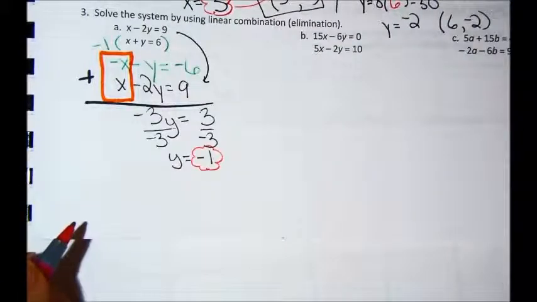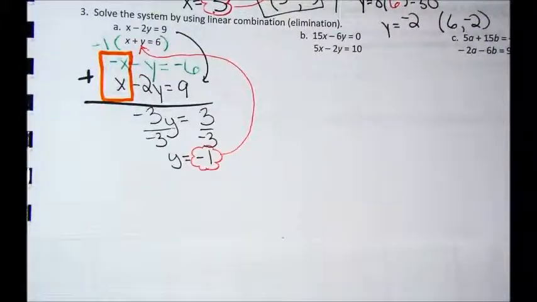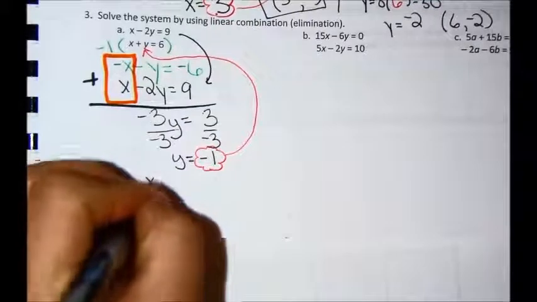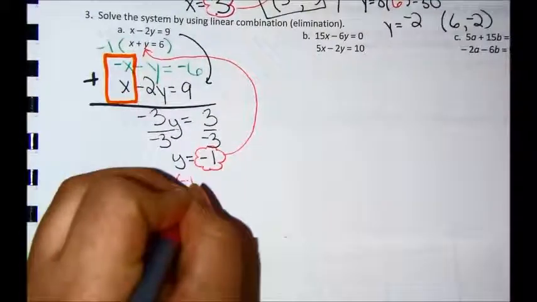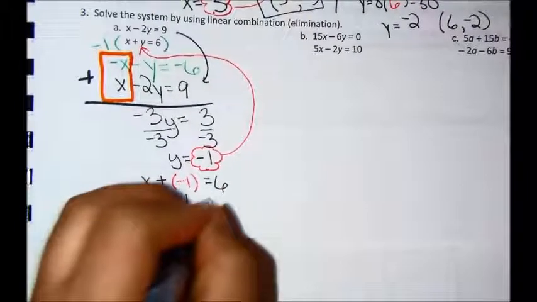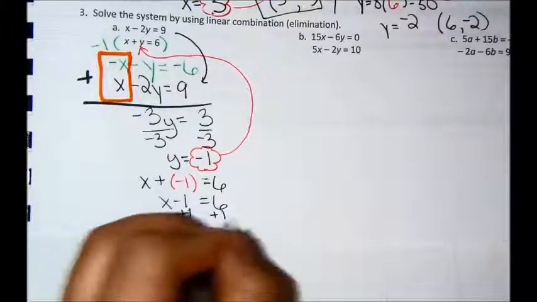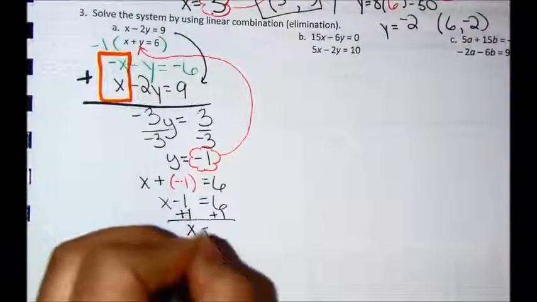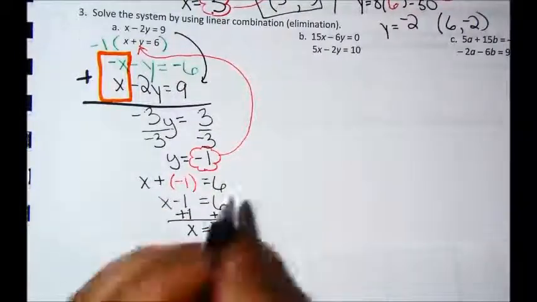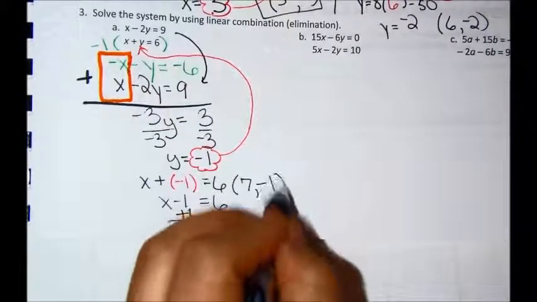Take that negative 1 and pick one equation to plug it in for y. So we get x plus negative 1 equals 6, or x minus 1 equals 6. Add 1 to both sides. We get that x is equal to 7. So my solution is (7, negative 1).